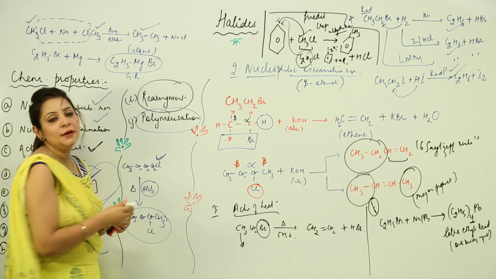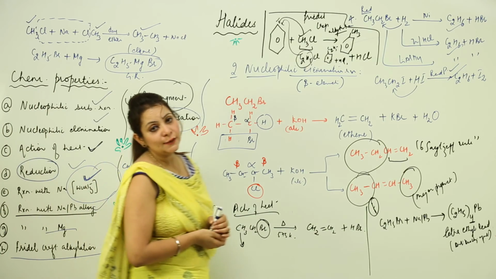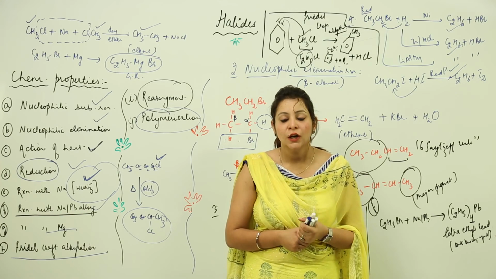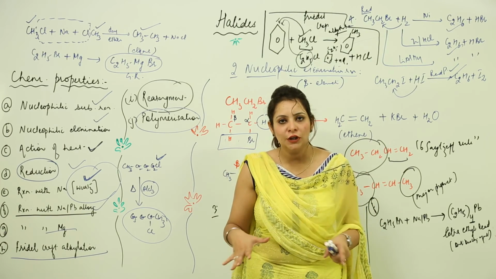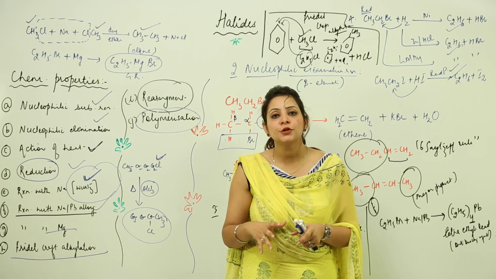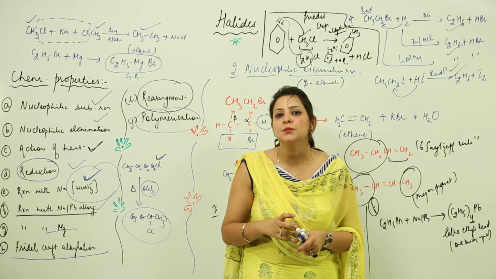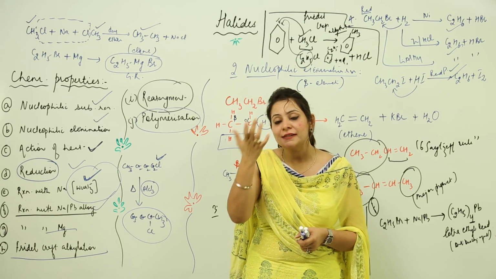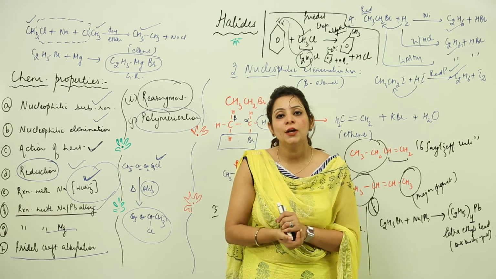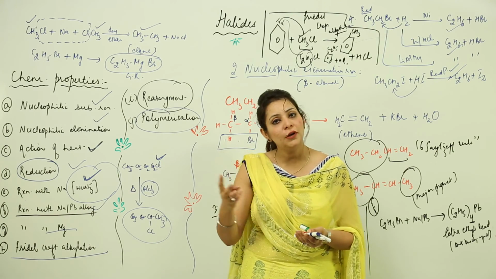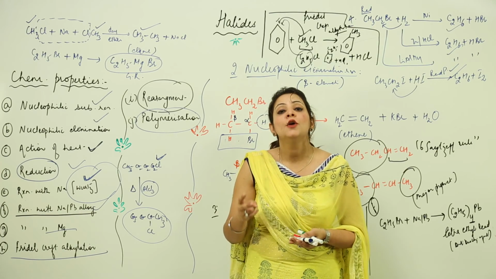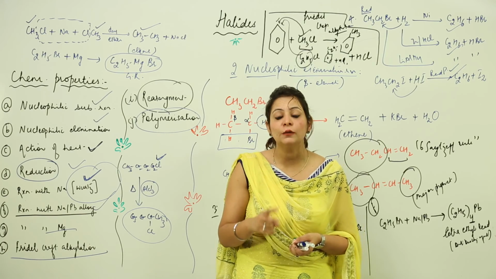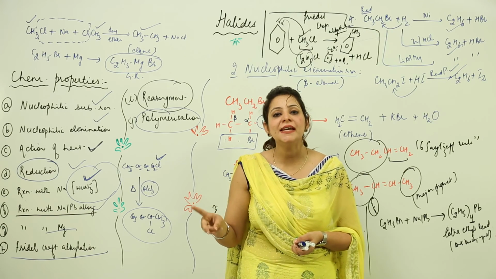Last is polymerization. Now, you know what polymerization is? Polymerization is the formation of a polymer. What is a polymer? It is a giant molecule which is formed by the combination of many small units that are called monomers. So, if we talk about haloalkanes, we have two popular polymers obtained as a result of polymerization of haloalkanes. What are they? They are PVC and Teflon.